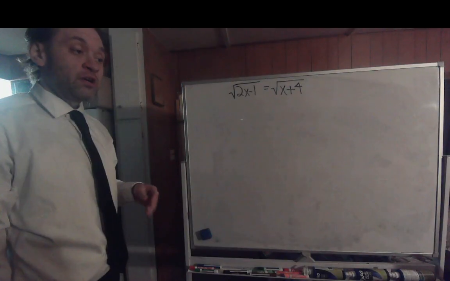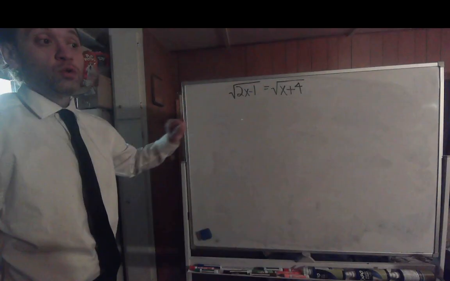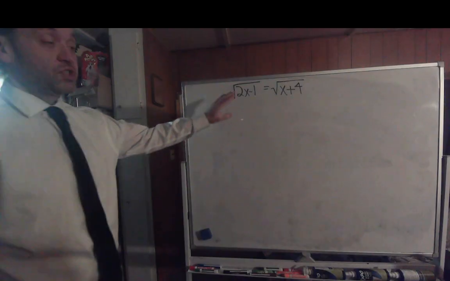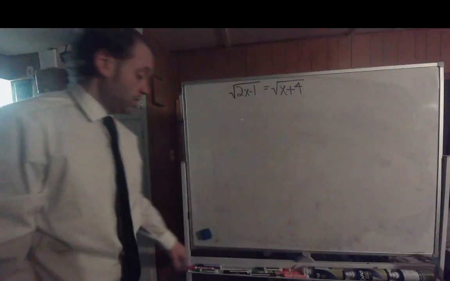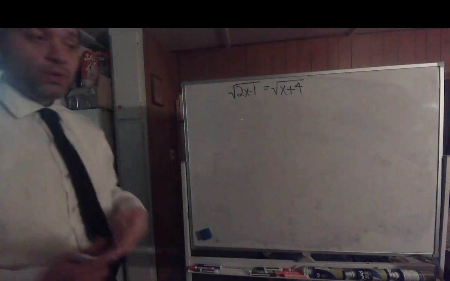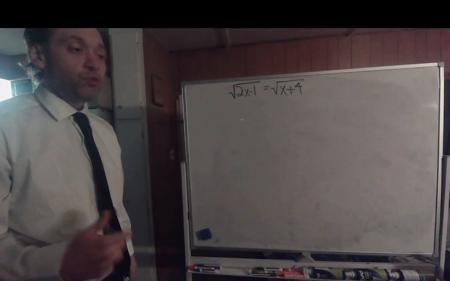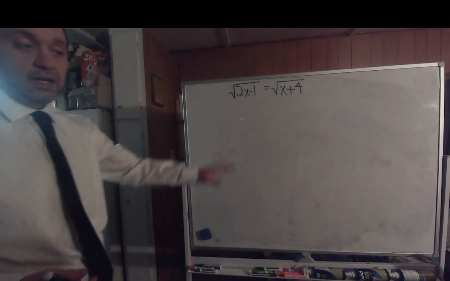So today we are going to talk about solving radical equations where you have a radical on both sides of the equation. Here you have the square root of 2x minus 1 equals the square root of x plus 4. Well, like with yesterday's lesson when we had them on only one side of the equation, it's pretty much the same process. You're going to have to raise both sides to the second power.